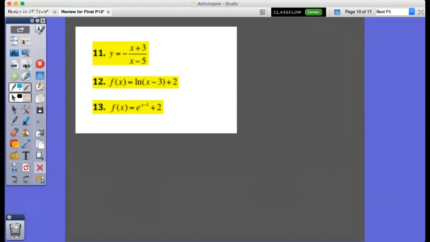Over here, we've already done these kind of. This right here will be an exponential, therefore it has what type of asymptote? Horizontal asymptote, and this would have a vertical because it's a log. Good.